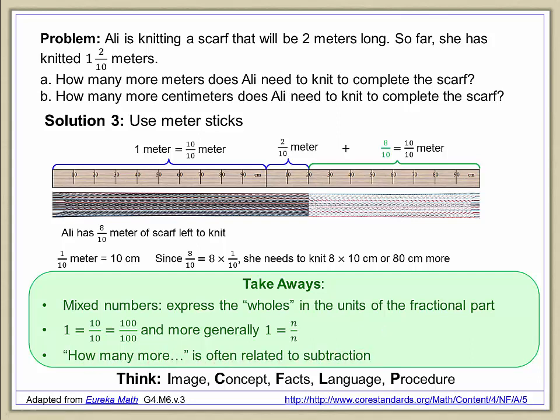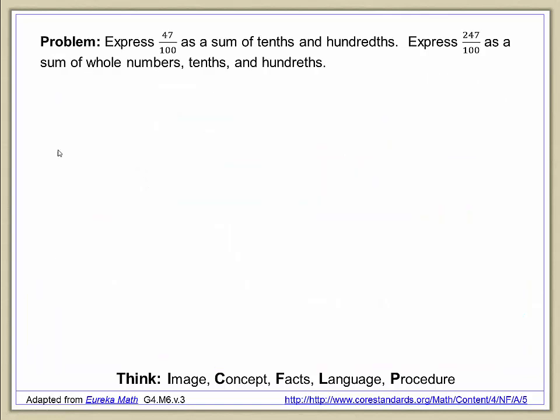subtraction problem. We'll finish off with this problem expressing 47/100ths as a sum of tenths and hundredths, and expressing 247/100ths as a sum of whole numbers, tenths and hundredths, to really emphasize the breakdown of numbers into their decimal parts, if you will. And we will introduce the term decimal fractions to help students make that transition from fractional notation to decimal notation. We're going to use number bonds here, which is a more abstract idea than what we've seen so far, but really helps students to understand this idea.